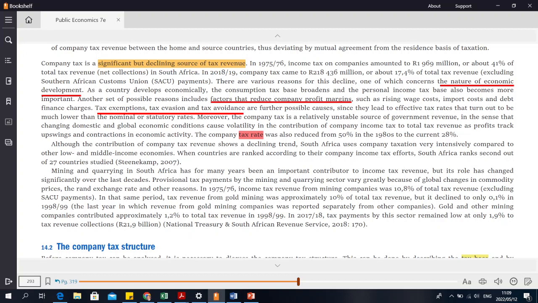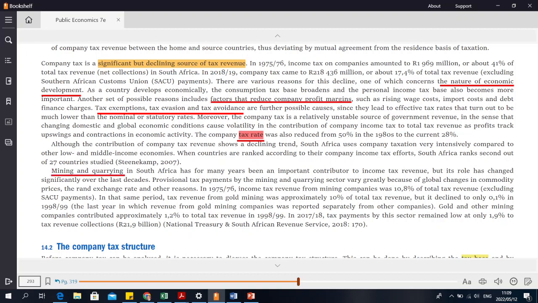Then the tax system itself could work against revenue. If the tax system allows lots of exemptions, and if it's easy to evade or to avoid tax, then the revenue will also decrease. The tax rate itself came down from 50% in the 1980s to the current 27%. It's decreased again by 1% this year. So if the rate is halved, then obviously the total revenue from that source will also decrease.